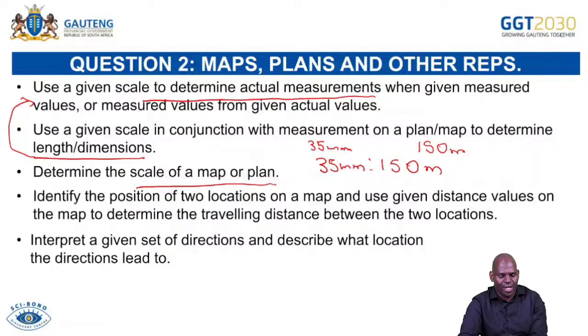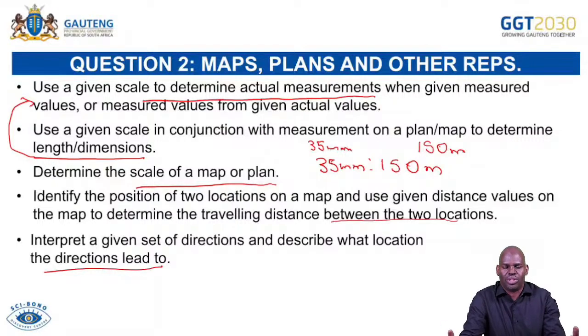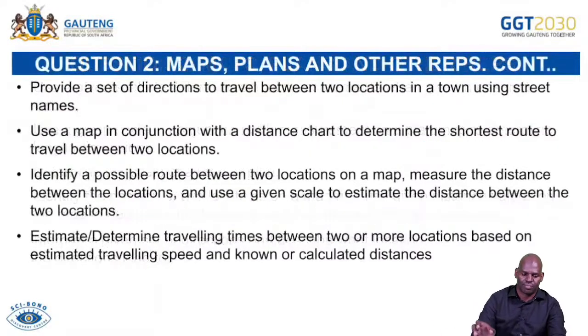And then, of course, identify the position of two locations on a map and use a given distance value to determine the traveling distance between the two locations. Interpret a given set of directions. Describe what location the directions lead to. So obviously with regard to maps, you must be able to give directions.